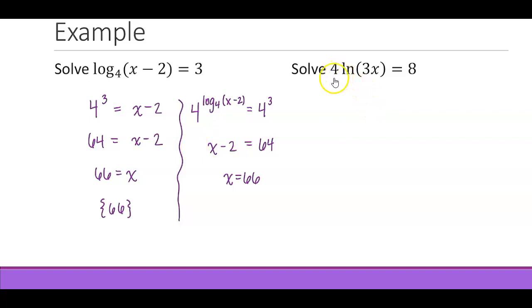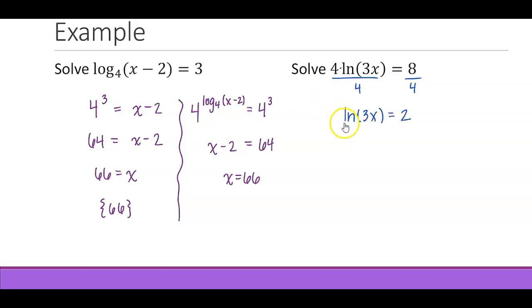So here, I have two choices. I can take the 4 and bring it to the exponent of the logarithm, because that's a property. But since I have an equation here, since this is just 4 times the natural log of 3x equals 8, I can simply divide both sides by 4. So I'm going to divide both sides by 4 as my first step to get the natural log of 3x by itself. It equals 2.